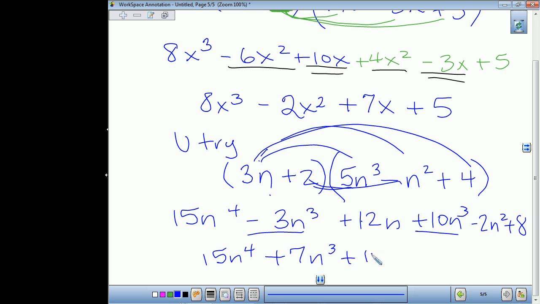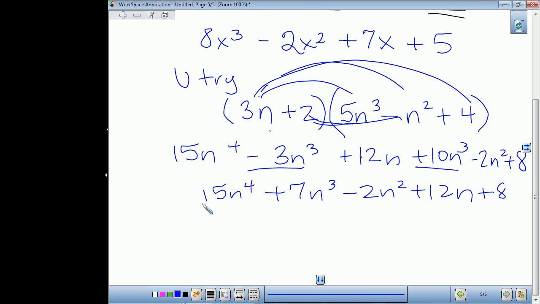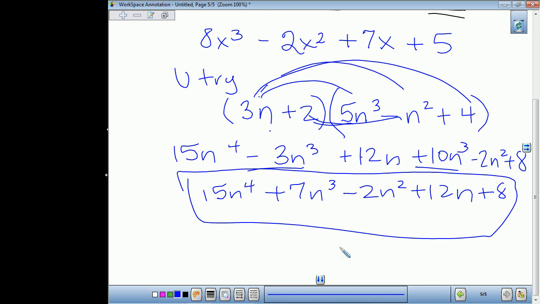Make sure you put your signs in front of everything and you put it in order from highest degree down to lowest degree. Okay? That's what Plato will be looking for. Highest to lowest. Yes, ma'am.